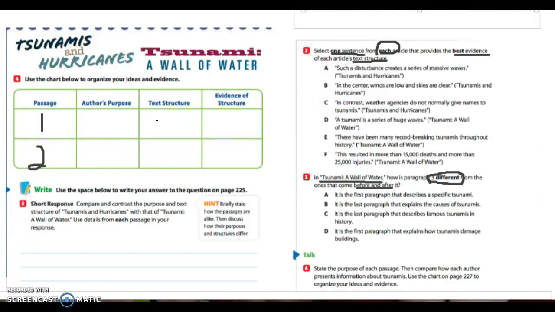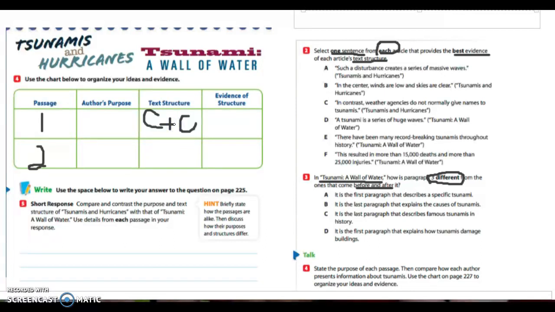The next is text structure. Take a minute to look at your clues and see which text structure is which. I know that tsunami and hurricanes and tsunami wall of water both discuss tsunamis, but they have different purposes and text structures. Tsunamis and hurricanes tells us the similarities and differences between tsunamis and hurricanes. So this would be compare and contrast.